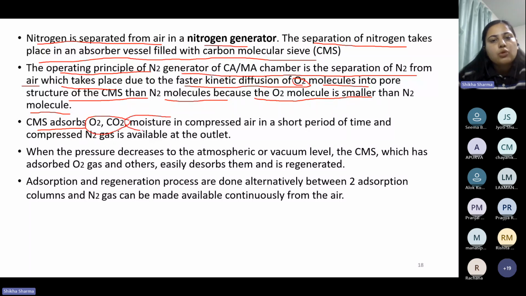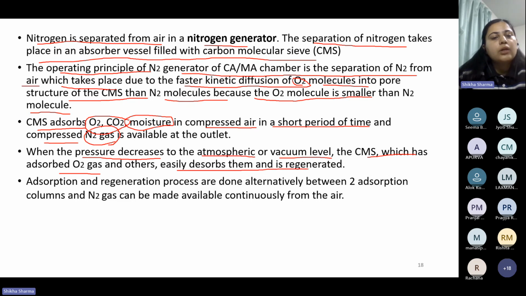So it will absorb other components in the compressed air mixture in a short period of time, and compressed nitrogen is available as an output. So it separates nitrogen by this method. When the pressure decreases to atmospheric or vacuum levels, the CMS, which has adsorbed oxygen gas and other gases, easily releases them and it is regenerated.